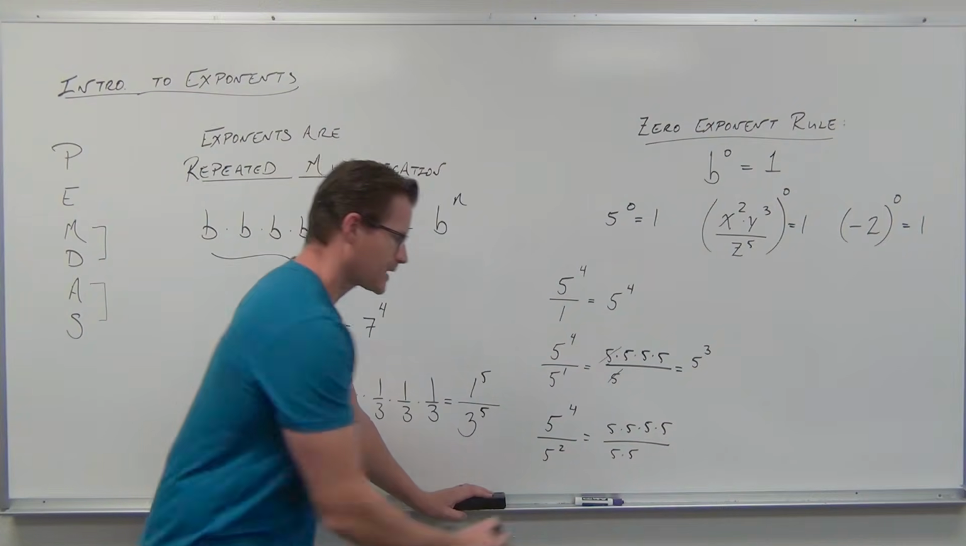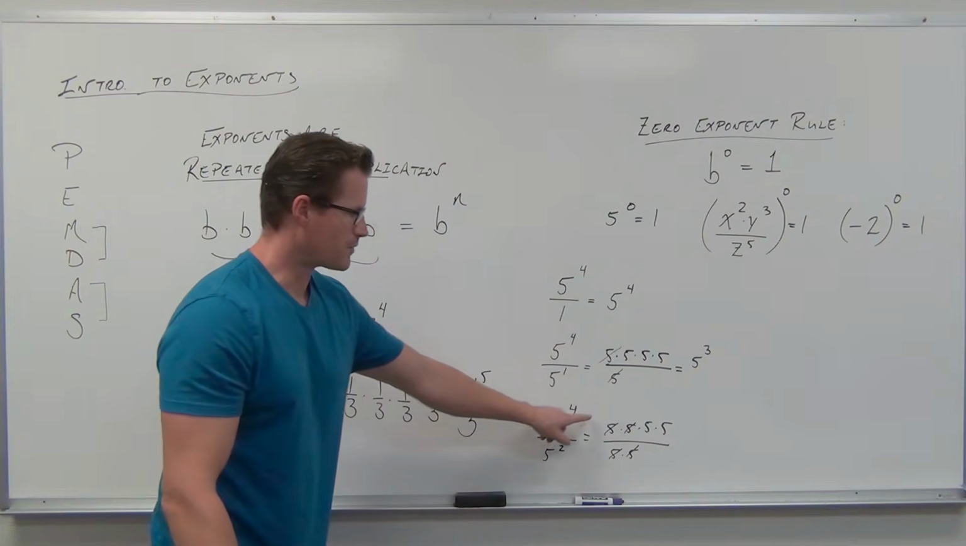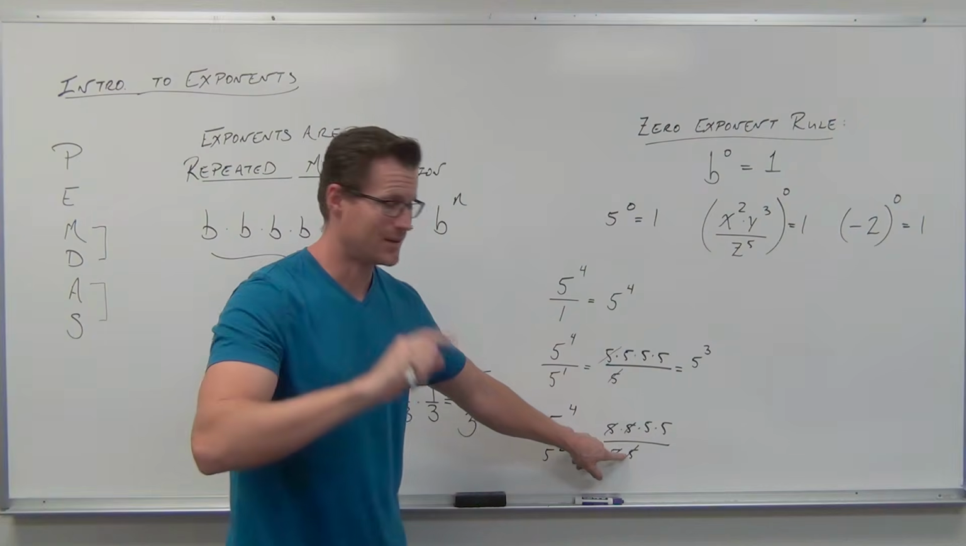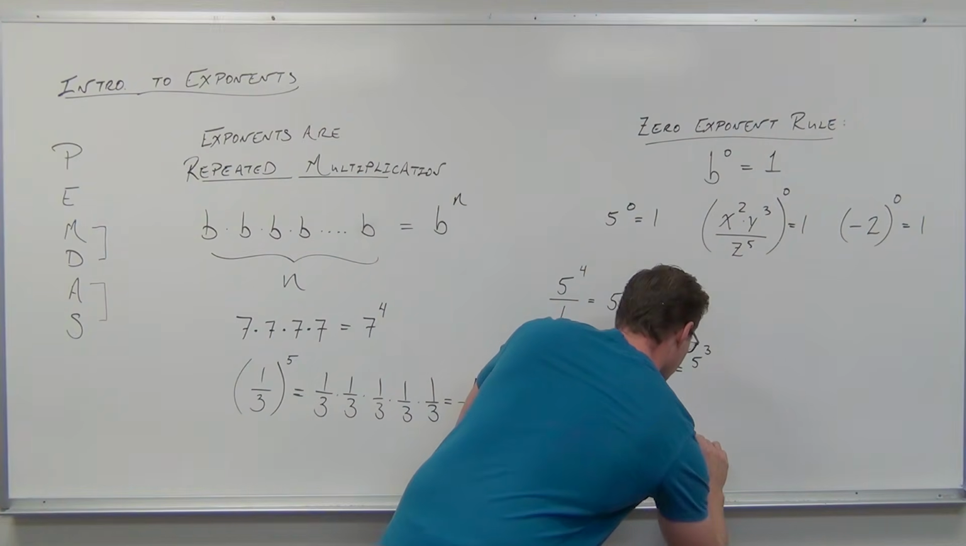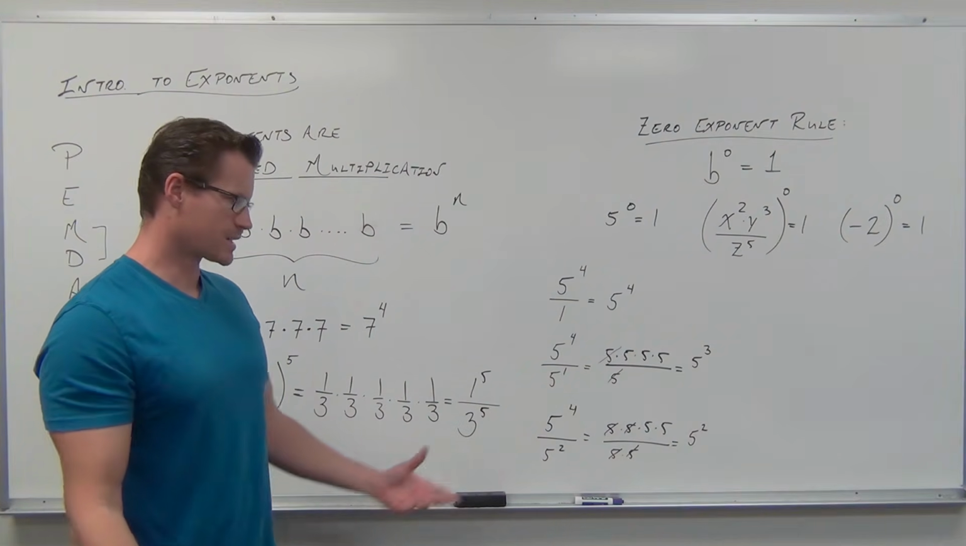What's going to happen? Oh, let's see. Our 5s, 2 pairs of 5s. 5 over 5 gives us 1. 5 divided by 5 gives us 1. We get 5 squared. Well, let's keep on going.